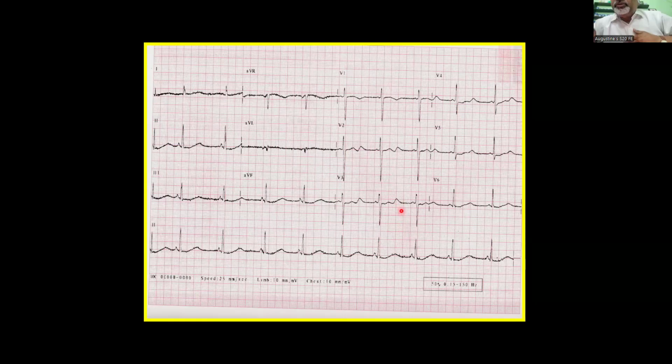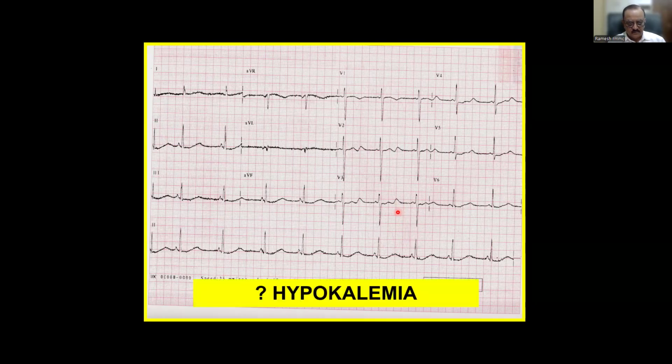Abnormal. So what do you call it? Hypokalemia. Prominent U wave. What is the diagnosis? Hypokalemia is a strong possibility. Very good, excellent. So hypokalemia is a strong possibility.